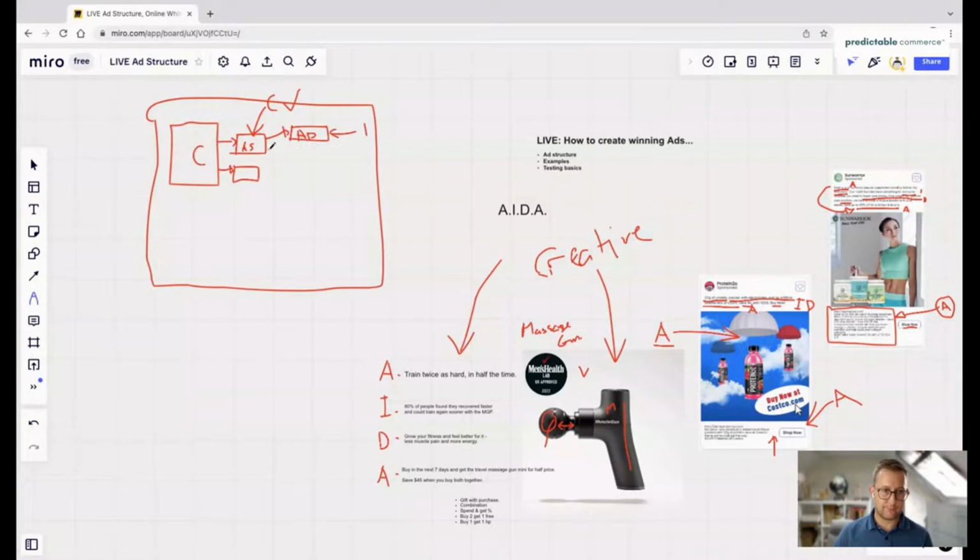So you would have image 1, and then within that, you would have image 2, and so on. And these want to be a minimum of $5 per day for testing. Any less than that, you're going to get data pretty slowly. Ideally, you want to be spending $10 per day on each different variable that you are testing. If you're testing the creatives, you want to be keeping the copy the same. If you're testing copy, you want to be keeping the creatives the same. Always be testing one variable.